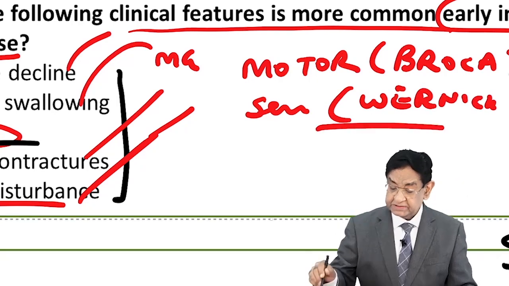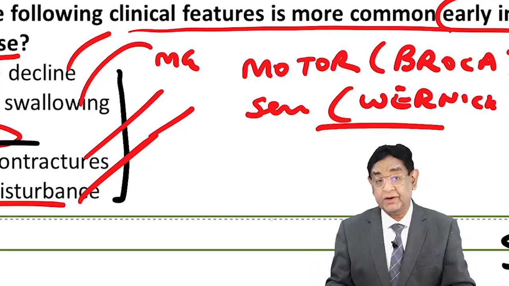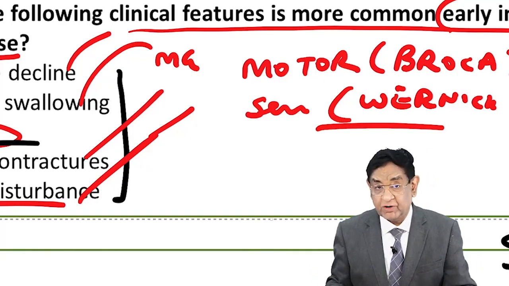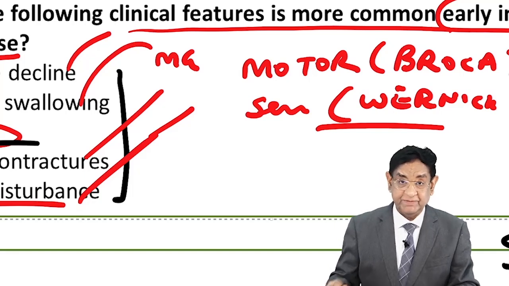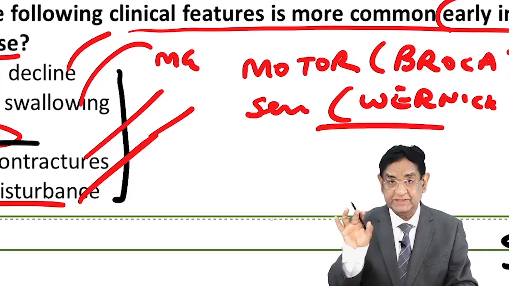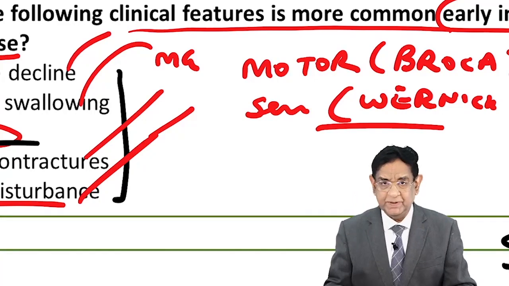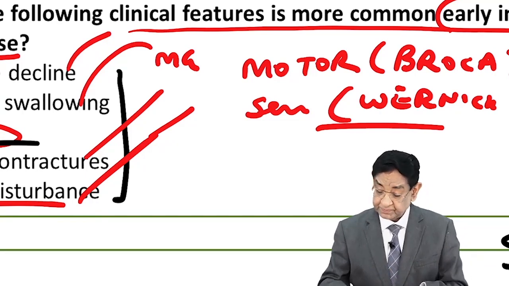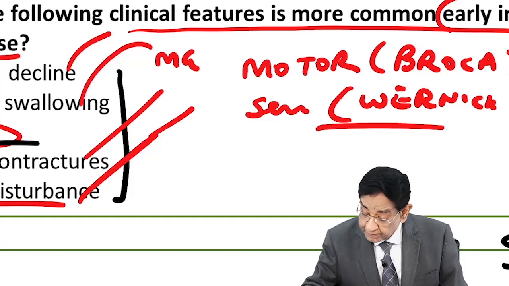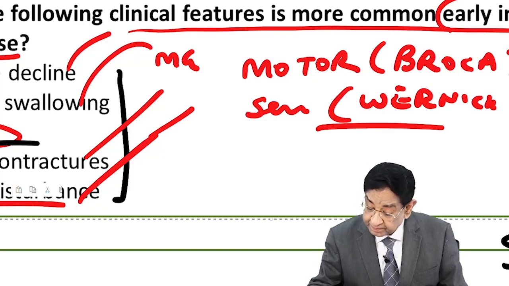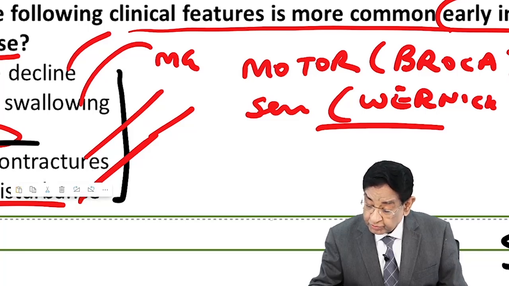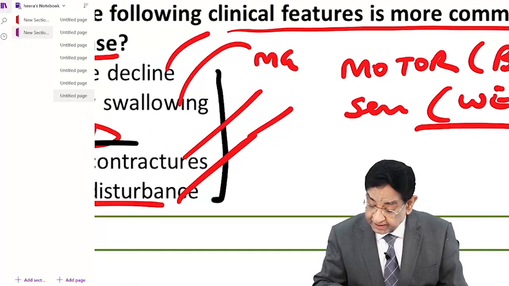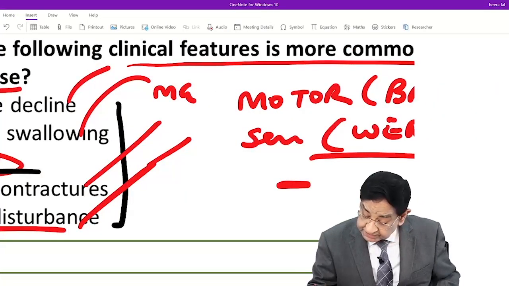Why can speech disturbance not occur? Write down the answer in your copy and don't forget to WhatsApp me later on. But at the moment, don't waste time. Just write down the answer in your copy. Why can speech disturbance not occur in multiple sclerosis? Quickly, you got 30 seconds to think and answer. I hope you have written the answer now.